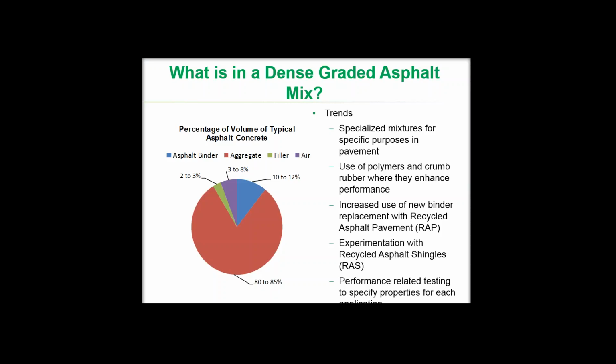greatly increased use of recycled asphalt pavement to replace some of that 10 to 12% of the asphalt binder that would otherwise be virgin asphalt binder coming from the refinery. There's experimentation with the use of recycled asphalt shingles also for binder replacement, and then a slowly increasing trend for the use of high-tech performance-related testing to check those specific properties that we're looking for in the mixtures for each of the different locations that we're using them in the pavement.